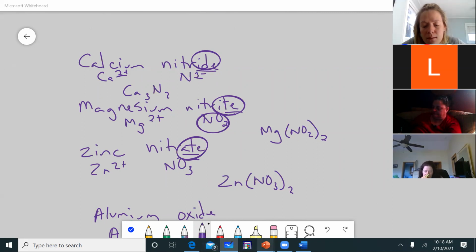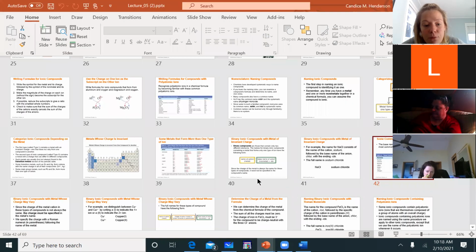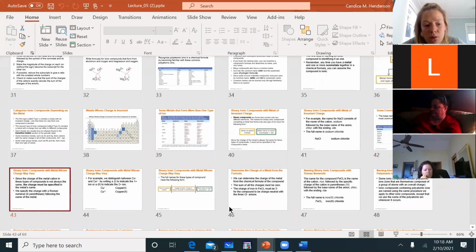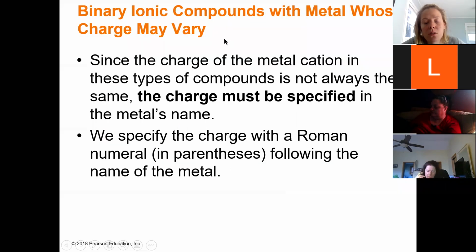Now, what happens if we have one of those pesky transition metals? Okay, so a binary ionic compound, binary just meaning two things, like a binary star system. So a metal with a non-metal. What if the metal has a varying charge? Well, then you have to give the reader an extra piece of information. So you can't just say copper oxide. You have to put in parentheses after the copper, are you dealing with copper with a 1 charge or a 2 charge or a 3 charge?